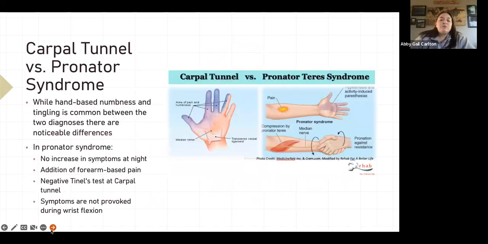Okay, so like many hand-based diagnoses, it can often be confused with carpal tunnel syndrome. So the differences between carpal tunnel and pronator teres syndrome: in pronator syndrome, there isn't going to be an increase in symptoms at night. There is going to be the addition of forearm-based pain. They'll have a negative Tinel's test at the carpal tunnel, and their symptoms are not provoked during wrist flexion.